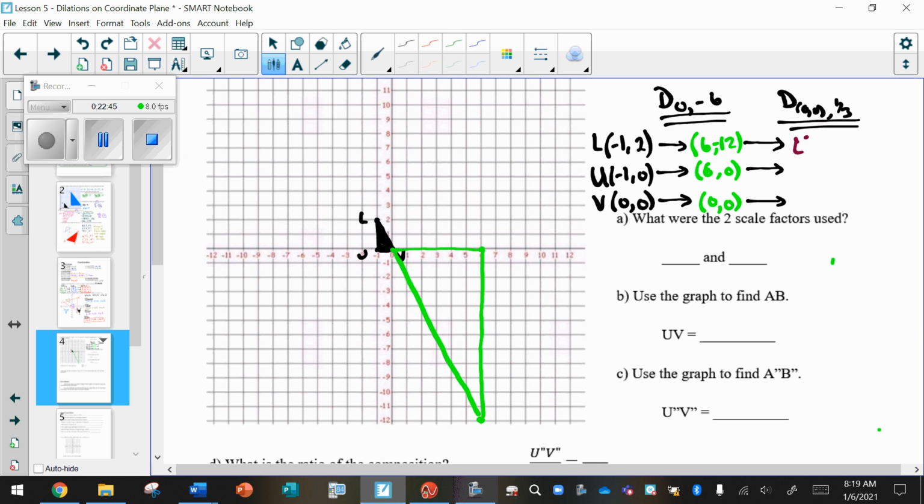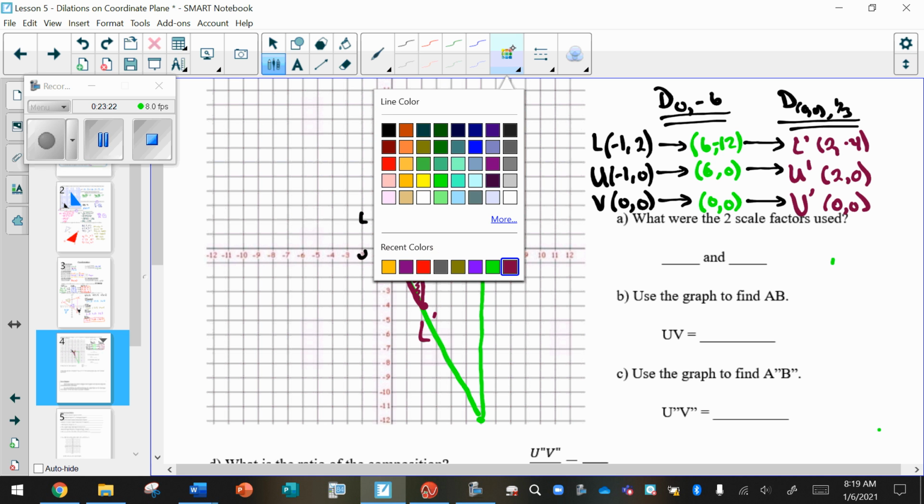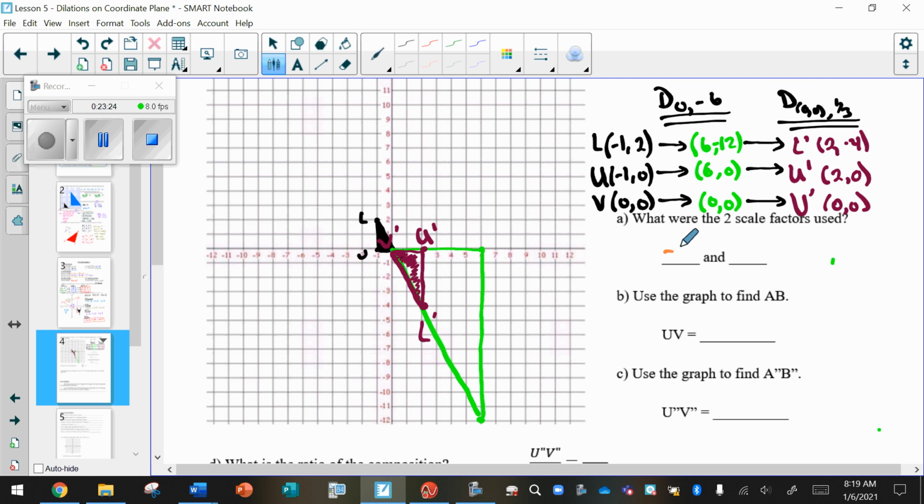And then that's going to give us the coordinates of our final image, because then we'll be done with the composition. So that's going to end up with 2, negative 4. It's going to end up with 2, 0, and 0, 0. So that means we're going to have our final image right here: L prime, B prime, and V prime. So the 2 different scale factors that were used throughout this calculation were negative 6 and 1/3.